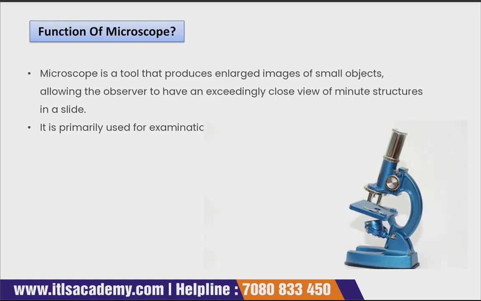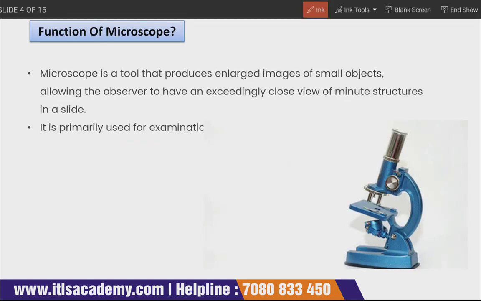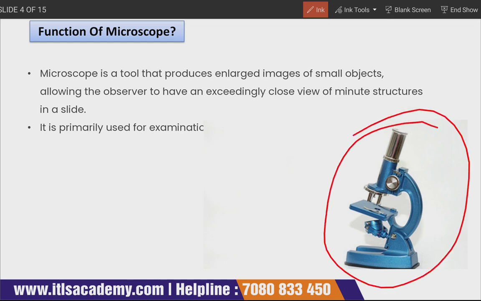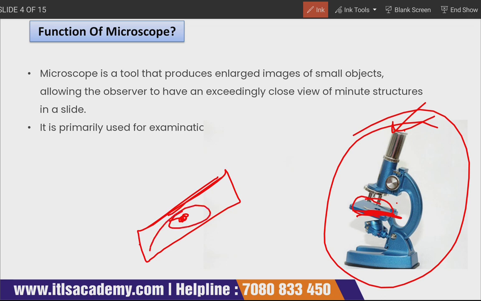Now moving to the next topic, what are the functions of a microscope? Somewhat a microscope looks like this. On this area you can place your slide, and from here you can easily see what is there in the slide. The slide looks something like this, and here you put your sample, and through the eyepiece you can easily visualize what the sample looks like. Let's say bacteria: what are the shapes and sizes of bacteria, what is the color, all these details you can easily get through the microscope.